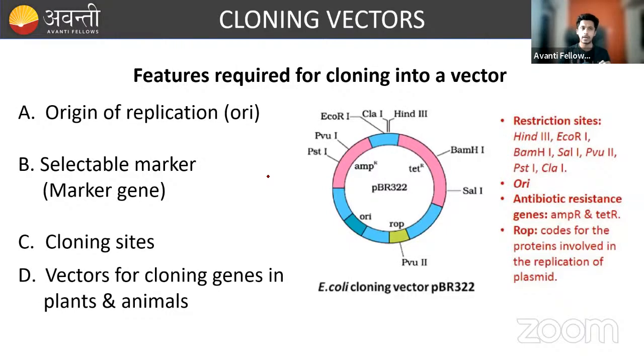First one is the presence of an origin site. We'll just mark down all the important characteristic features of a cloning vector, then we will discuss one by one the significance of each. So first, we need an origin of replication. Second, we need a selectable marker. Third is a requirement of a cloning site. And fourth is vectors for cloning genes in plants and animals. So this one is different. The first three points are very important when it comes to the features required of a cloning vector.